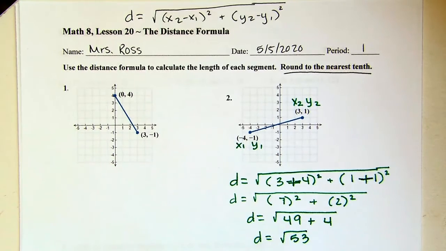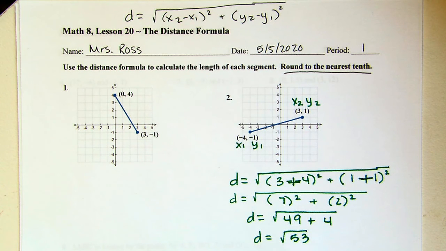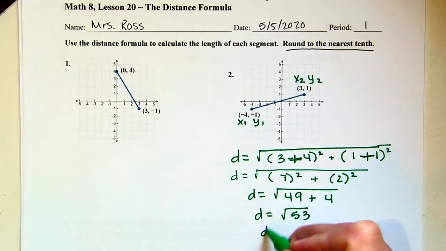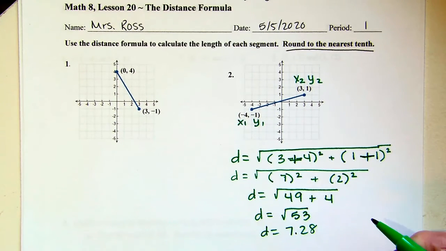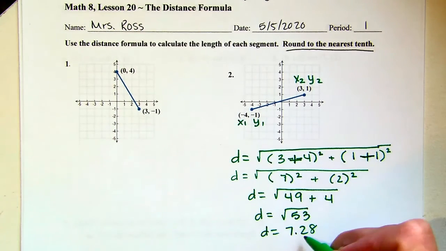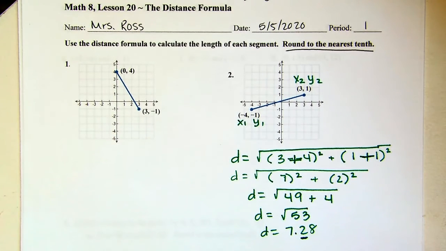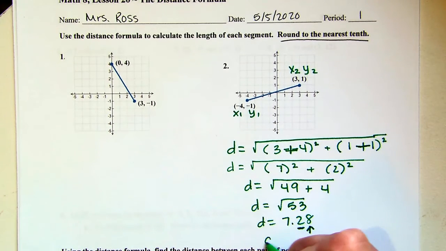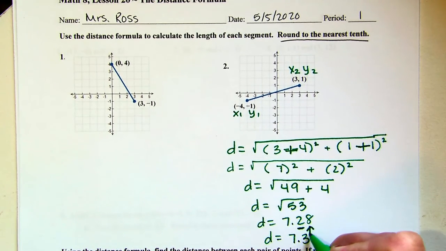And I'm good, but I'm not that good. The square root of 53 is 7.28. So we get d is equal to 7.28. Now, if we paid attention at the top in the directions, it says round to the nearest tenth. So we're going to look at rounding the 2. Is the 2 going to stay the same, or will it change and become a 3? In this case, because of the 8, it's going to round up and become a 3. So our final answer is 7.3, and that's it.